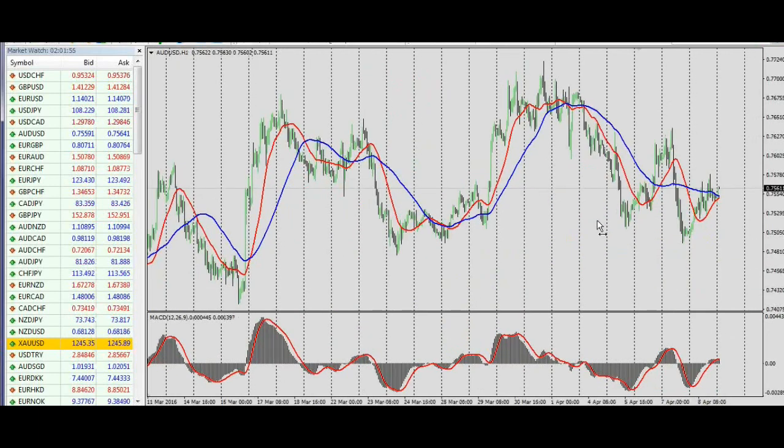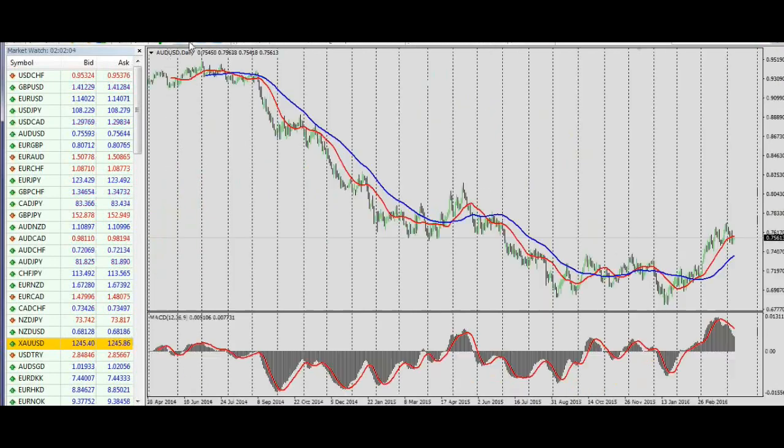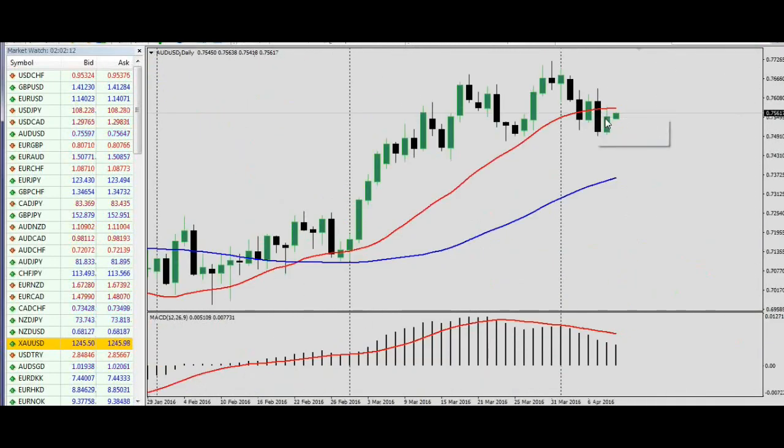Aussie dollar meanwhile is moving similar to New Zealand dollar. We have the bullish price action developments on hourly time frame. If we move on to daily time frame, we can see that again the previous 2 days candlestick formation is giving us a possible bullish reversal candlestick formation, but overall MACD is showing the bearishness.